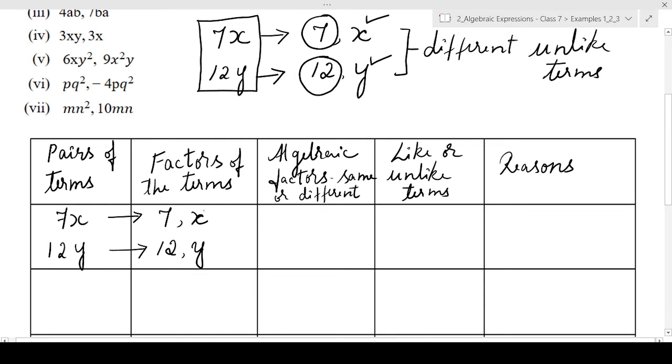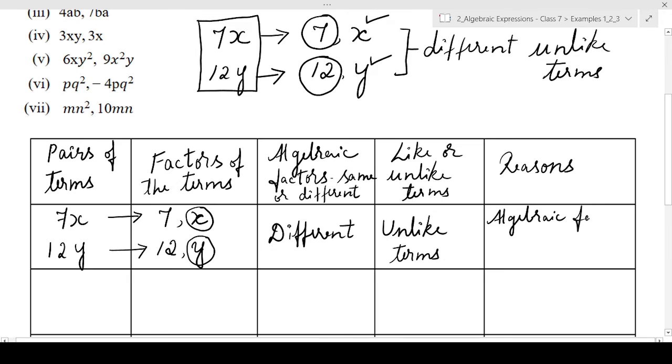Now in the first term, the algebraic factor is x, and in the second term, the algebraic factor is y. As such, the algebraic factors are different. They are not the same. Since they are different, they are categorized as unlike terms. What is the reason for calling this pair of terms unlike terms? Because their algebraic factors are different.